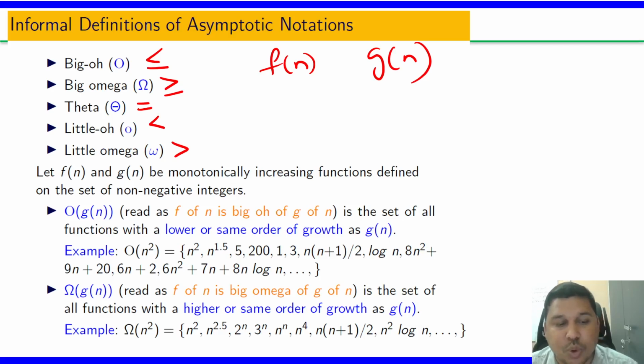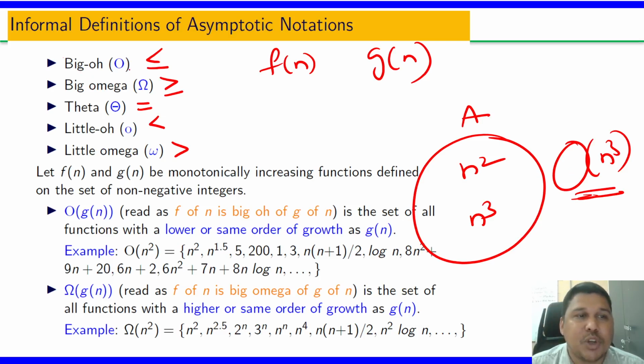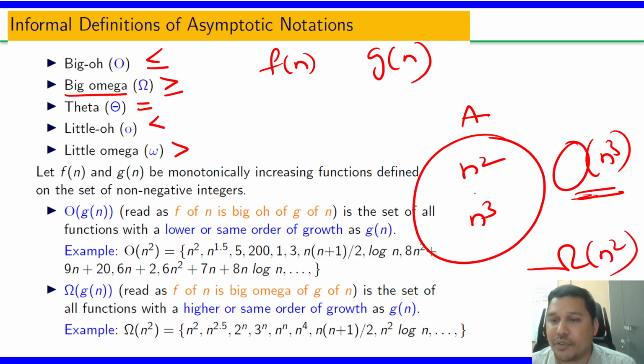What if it takes only n square and n cube? One question somebody is asking: what if the algorithm A is taking n square and n cube time? If you want to use big O notation, then you can write order of n cube is the complexity of this algorithm A. That is big O meaning. If you want to use big omega, you will write omega of n square for the same algorithm.